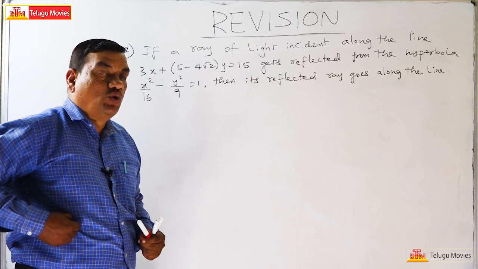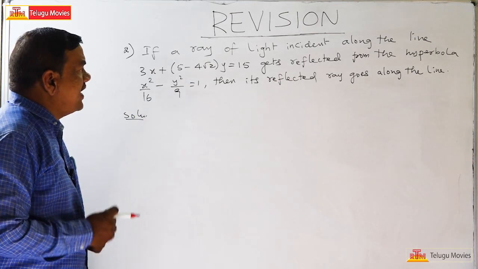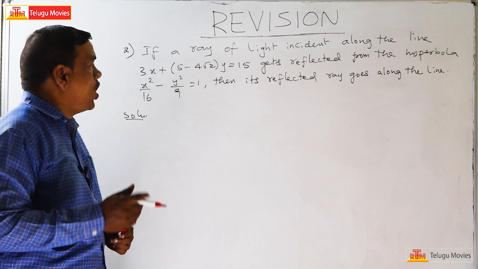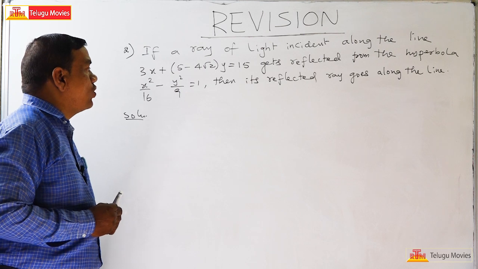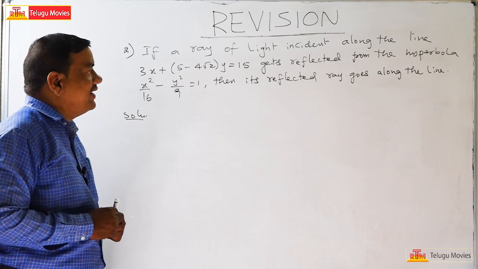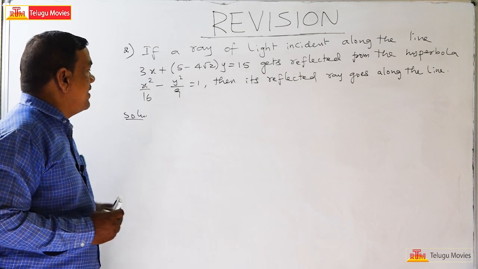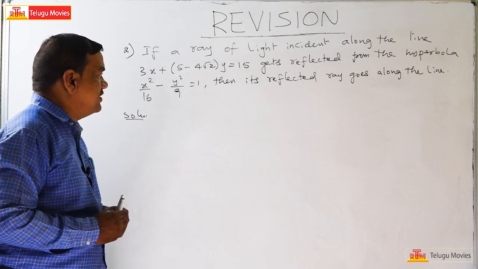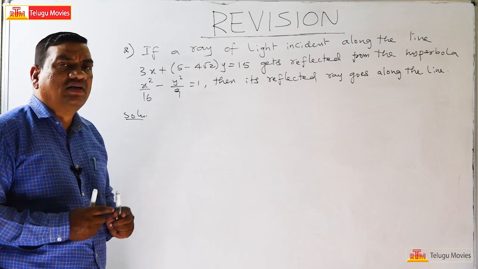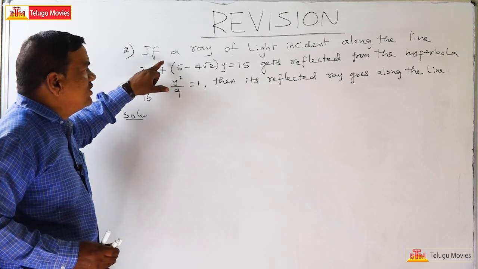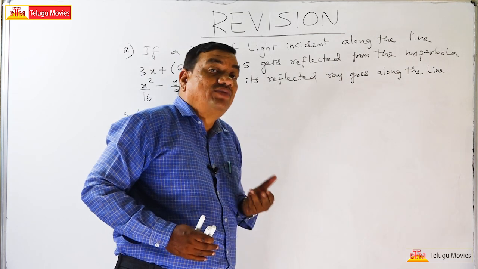Hi students, welcome to this problem. So see the problem here. If a ray of light incident along the line 3x plus 5 minus 4 root 2y is equal to 15 gets reflected from the hyperbola x square by 16 minus y square by 9 is equal to 1, then its reflected ray goes along the line. Simply, the equation of the incident ray is given. We have to find the equation of the reflected ray.